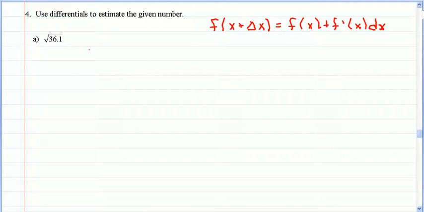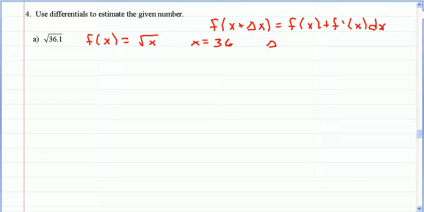to the square root of 36.1. And since it's a square root function, then the function f of x is just the square root of x. Then we want to find our x value that we would use, and the x value would be the closest perfect square to 36.1, which is 36, which makes our delta x equal to 0.1 because the number that we're given is 0.1 unit higher than 36, and our dx is also equal to 0.1.